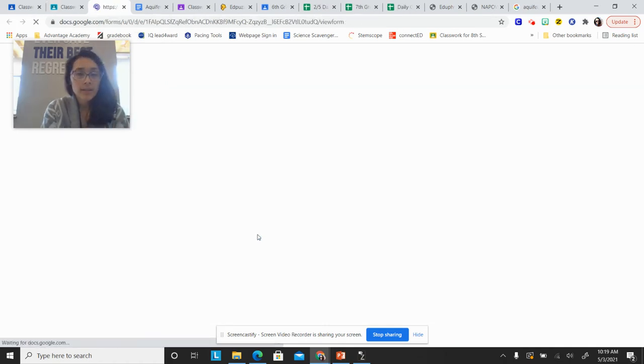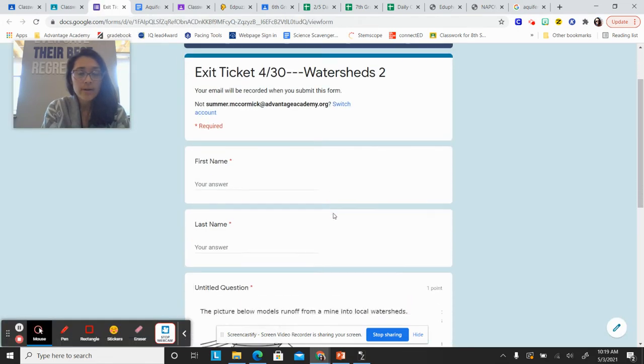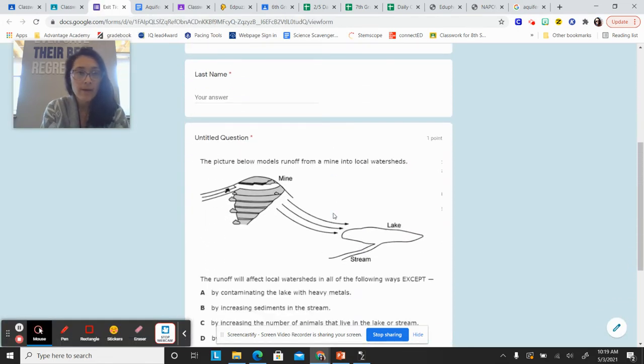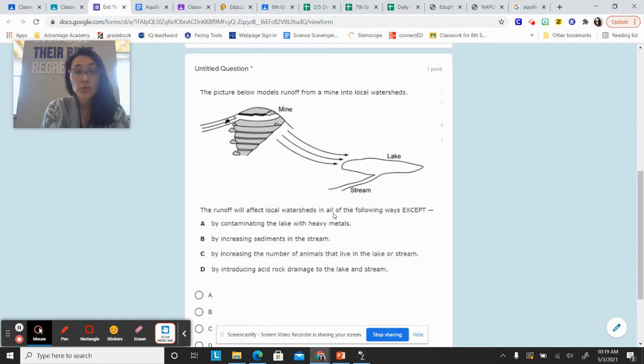So Friday's exit ticket was about runoff. Friday we talked about how much water we have available here on Earth, and it's very little that we have that's drinkable. We talked about runoff, and that runoff and watersheds affect our drinking water. So a watershed is where the water kind of collects. We have hills and valleys, and when it rains, that water is going to travel from the uphill to the downhill.